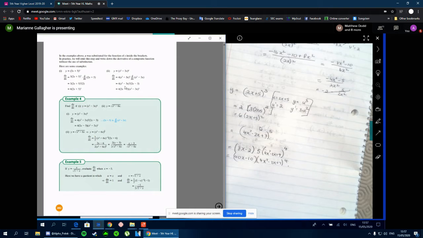The order you do it in doesn't really matter. You can do the 4 first, bring down the 4, change the power to 3, and then you have to derive what's in the brackets. I would tend to do what's in the brackets first, because people kind of forget about that. So derive what's in the brackets, then derive the second function, which is your power of 4. They use that in example 4.